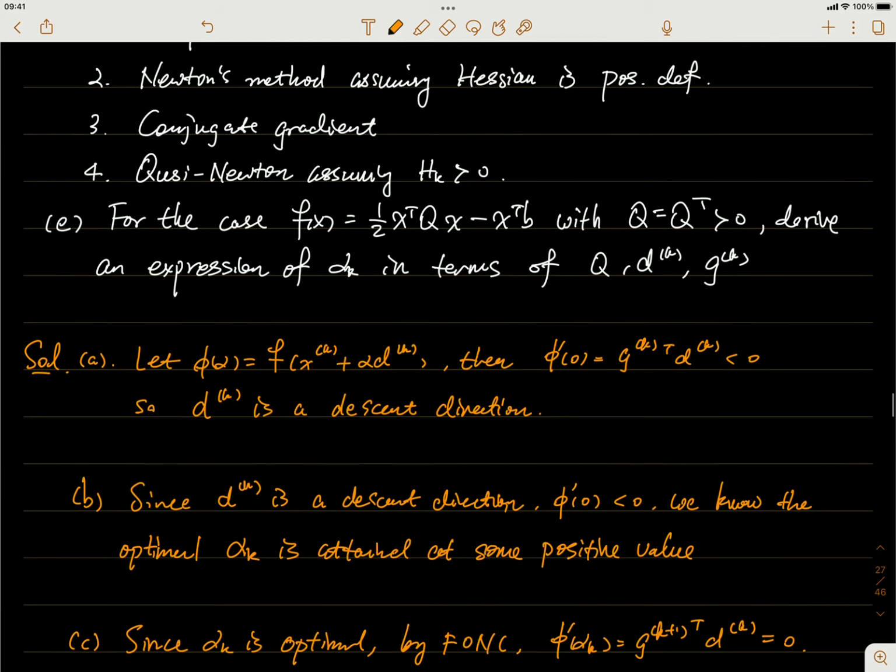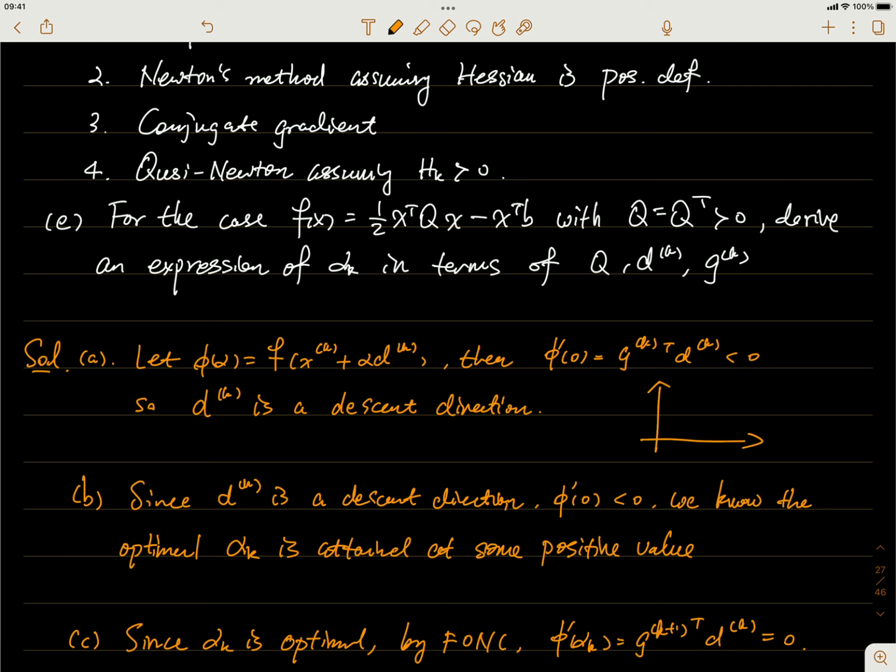Because this phi is a line search function. That means this is alpha. This is the phi of 0. So if we go along this direction, we will actually track the function value along the direction dk. So if the function value decreases initially, then this is a descent direction. And to show that, we just need to show that phi prime at 0 is negative. So it's pretty easy to do that. The phi prime of this at 0 is essentially just that. Since we assume this is negative, this definitely means that dk is a descent direction.